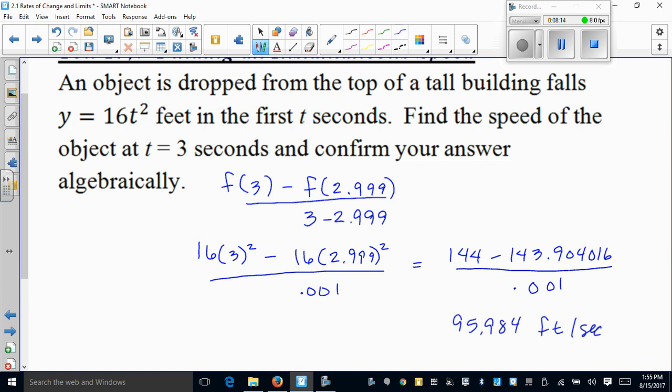So there you have that. This is where we're going to stop for day 1, because day 2 starts to go into something different. And so there you guys go.